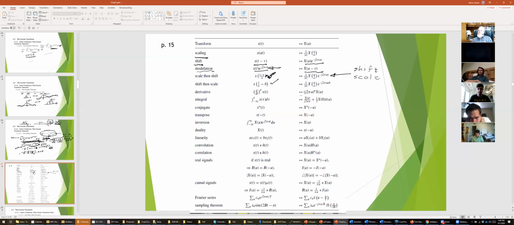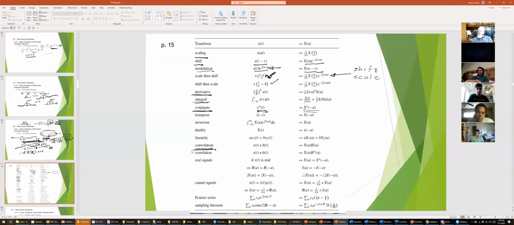Here's the Derivative Theorem that we have talked about. We have not derived the Integral Theorem. We have not derived the Conjugate Theorem. And this is pretty simple. If you have a complex signal and you do a complex conjugate in the time domain, what do you do in the frequency domain? You do a complex conjugate and a transpose. Transpose means you flip it around the y-axis. And there's a number of other interesting theorems. Here's the Convolution Theorem, which we just derived.